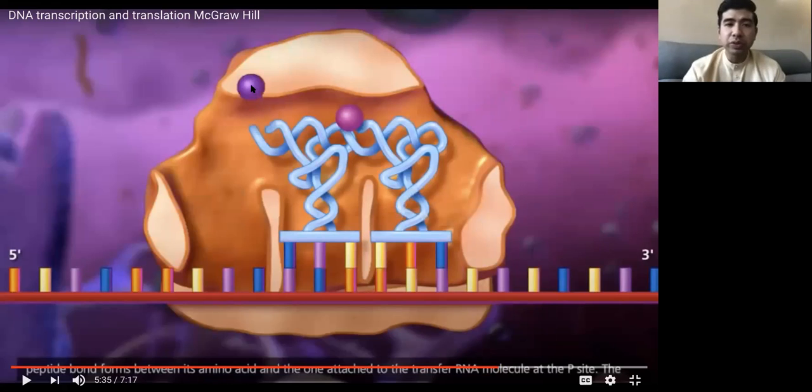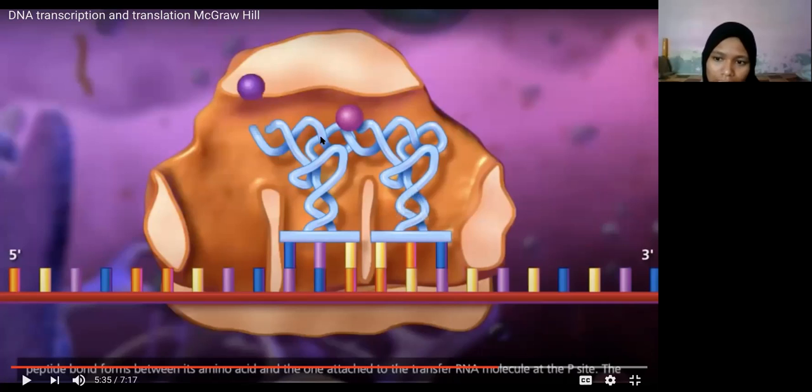What's the bond between amino acid and amino acid? Peptide bond. Good. So the growing chain, okay, from here the P site will be transferred using transferase enzyme. Through the breaking of the bond by transferase enzyme, it releases energy that will be transferred to the growing chain.